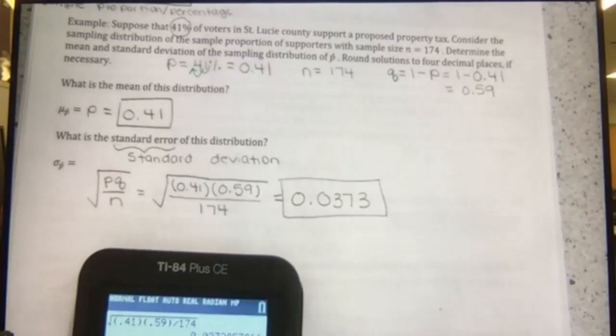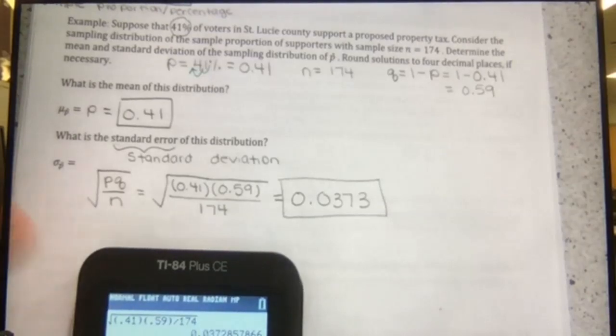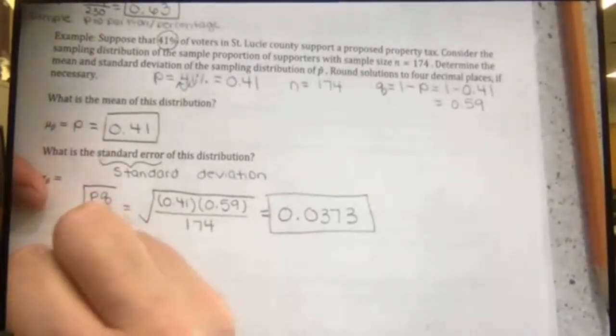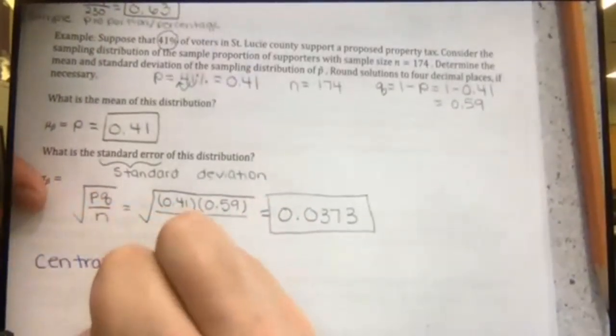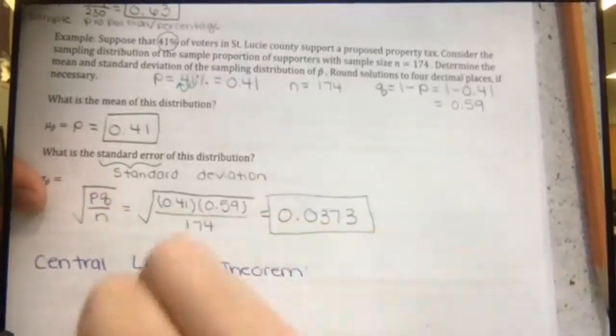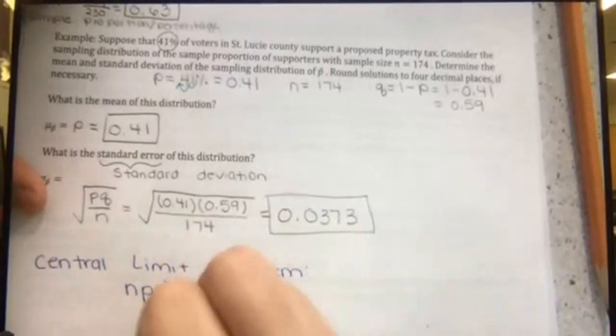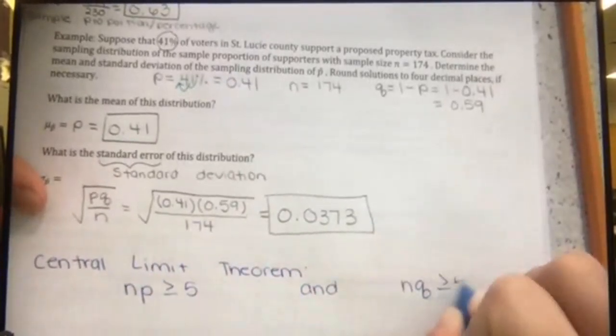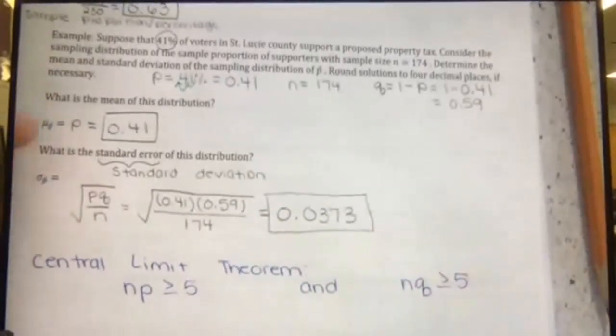Remember, not really that it matters, but we're able to use these formulas because of the central limit theorem. Don't worry about writing this, I'm just going to write it to be nerdy, I guess. The central limit theorem says that n times p has to be greater than or equal to 5, and n times q has to be greater than or equal to 5. That's how we're able to use these formulas.